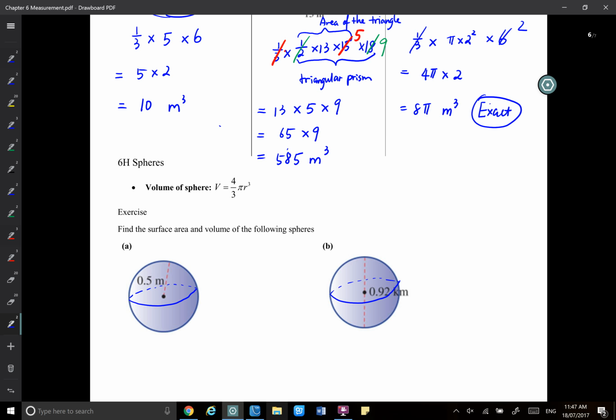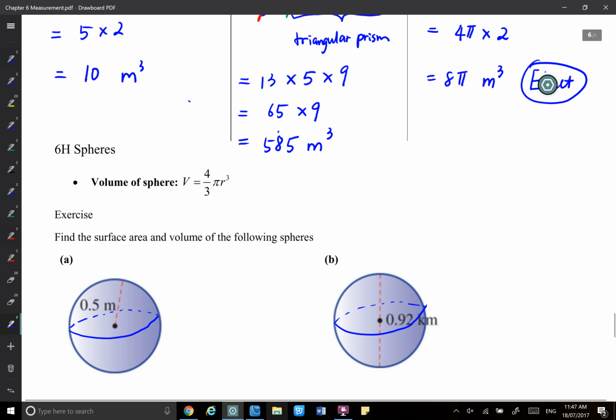4 pi r squared. It's quite similar. We just divide that by 3 and use r cubed. That's the volume: 4 over 3 pi r cubed. Remember you need to memorize those two formulas, because maybe not year 11, but year 12 you will use them.